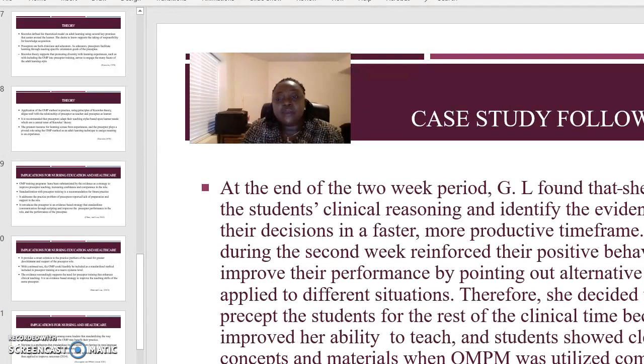So this is a follow-up of the case study. At the end of the 2-week period, GL found out that she was able to gain insight into the student's clinical reasoning and identify the evidence, and that she was able to do better with the 1 minute preceptor method compared to the traditional method, and she decided to go on with the 1 minute preceptor method.